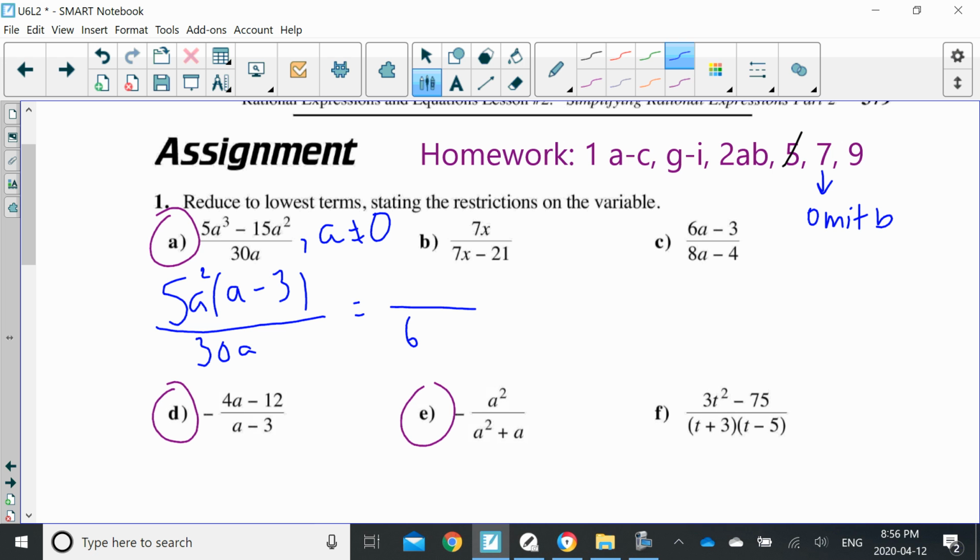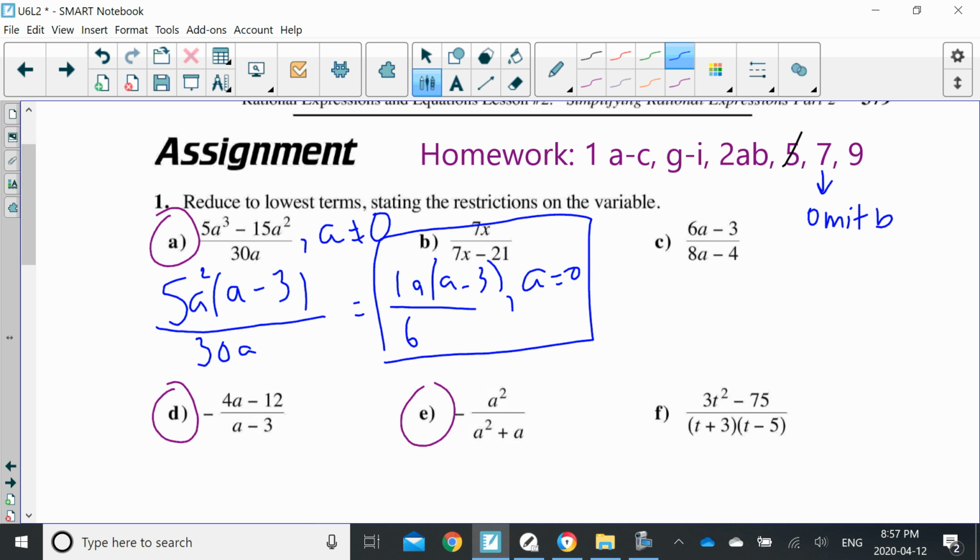I don't need to put the 1 in my denominator for now. Okay, actually I will, just so you could see it. So 1/6. A squared over A. So a to the 2 divided by a to the 1 is just a left over. And then in the bracket, I have a minus 3. So that is my reduced to lowest terms. And then I state my restriction, which is a cannot be equal to 0. And you would be done.